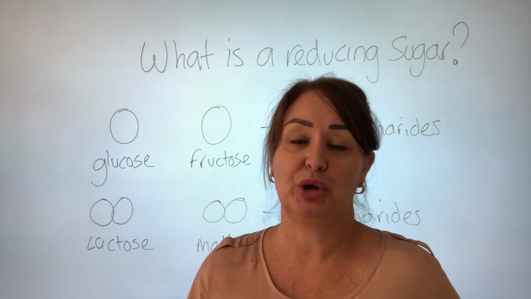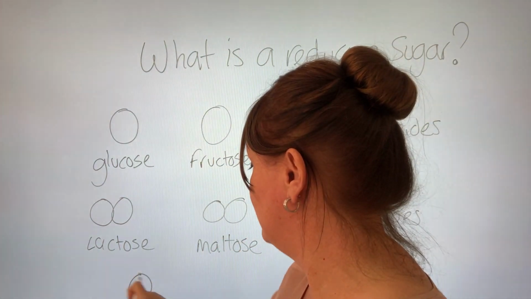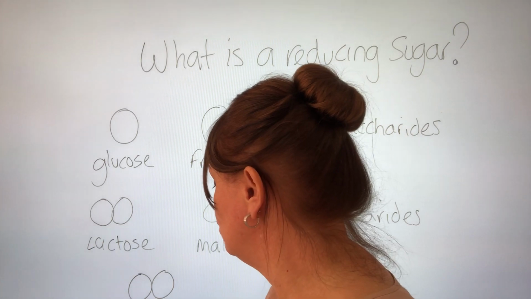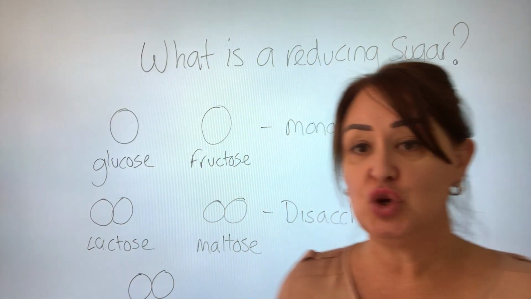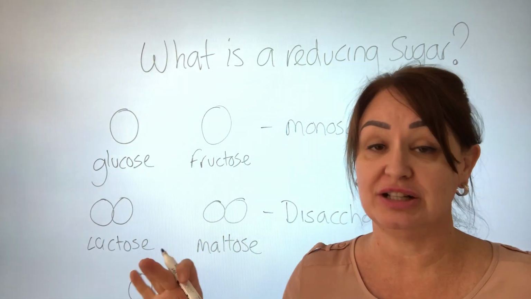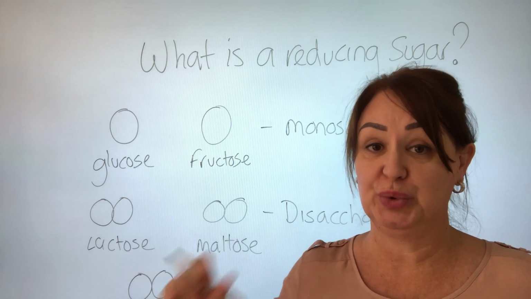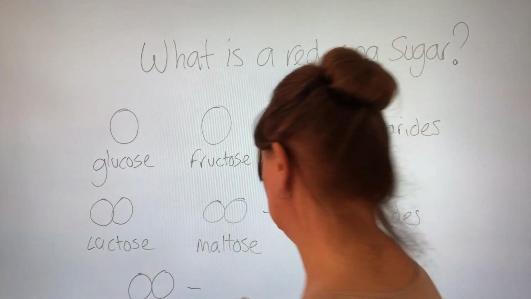If you put sucrose, which is also a disaccharide, sucrose is your common tabletop sugar, if you put that with Benedict's reagent, it will not turn it from blue to red-brown. It is not a reducing sugar.